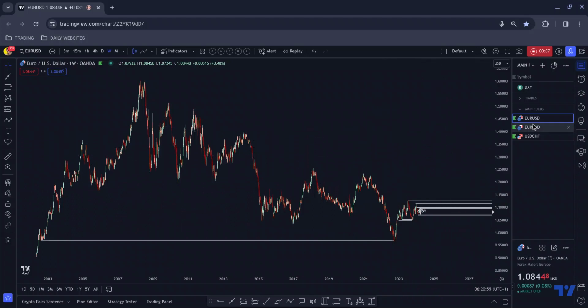So, this morning I have three pairs on watch, and those are Euro dollar, Euro CAD, and dollar Swiss. So, I'm going to break them down for you now.